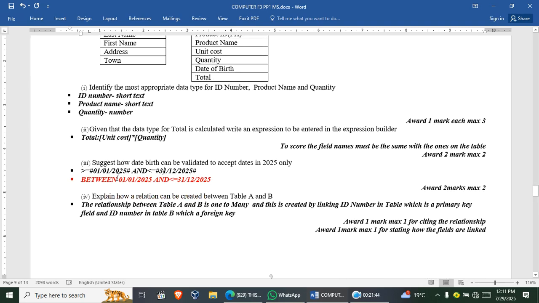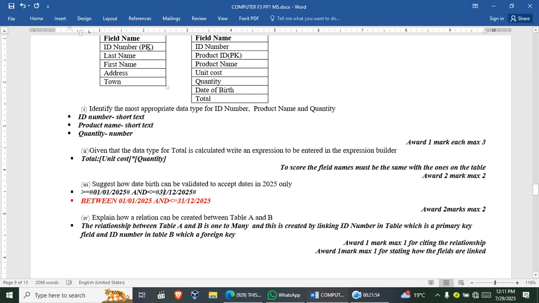Explain how a relation can be created between table A and table B. You're asking about a relationship. Remember, here we can have one-to-many, since the ID number here, this person can buy many products. That means one-to-many. So the relationship between table A and table B is one-to-many. And this is created by linking ID number in table A, which is the primary key, to table B, where it is now the foreign key.